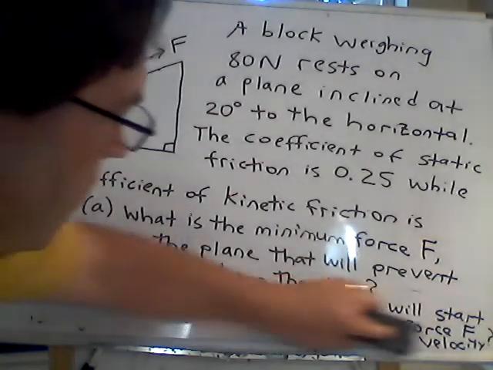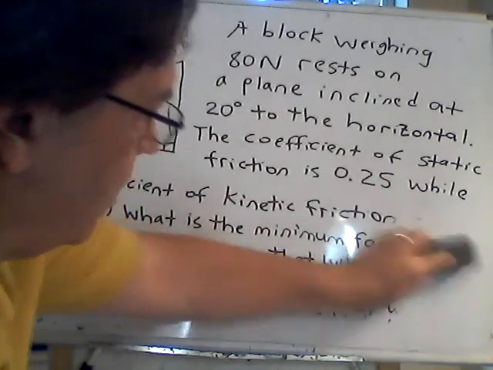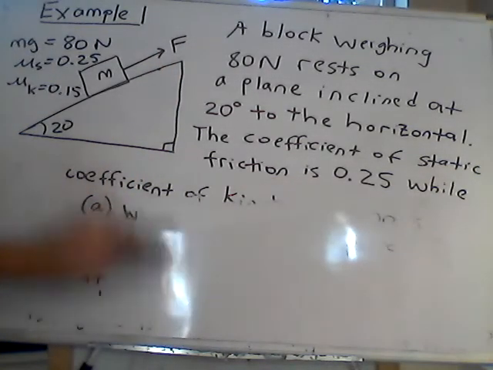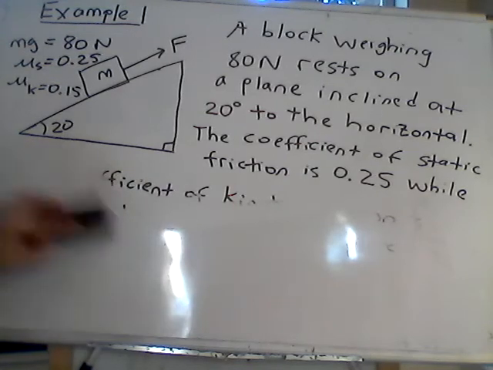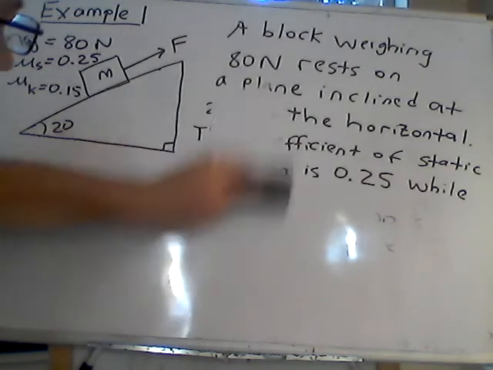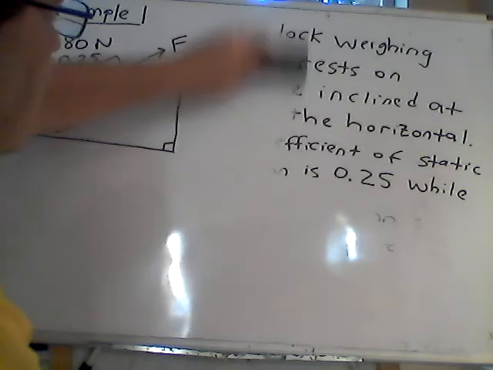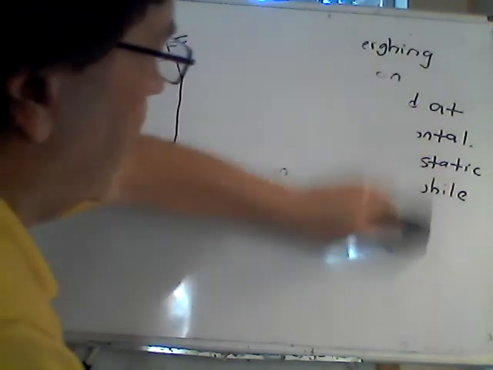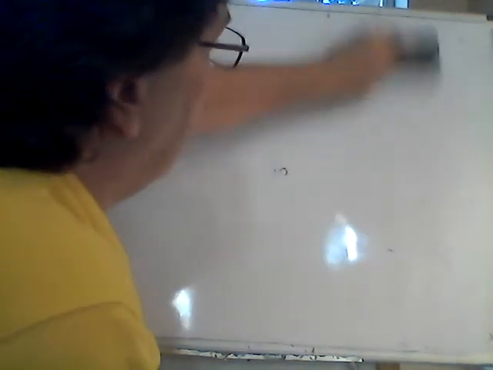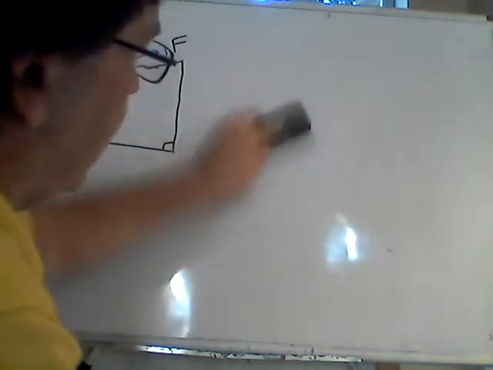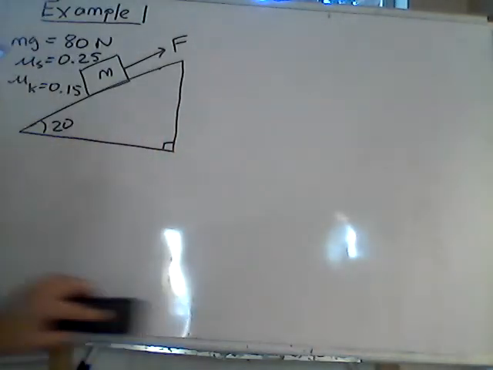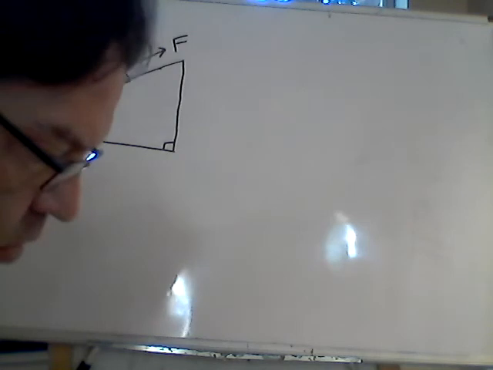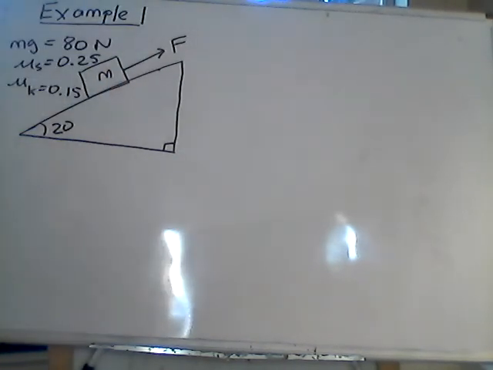We know certain information. We're given the coefficient of static friction. We're given the coefficient of kinetic friction. It's a lot of words, I understand, so let's go one step at a time. We have to be very careful how we read this, very careful how we interpret it. Okay? So let's write this a little bit neater.